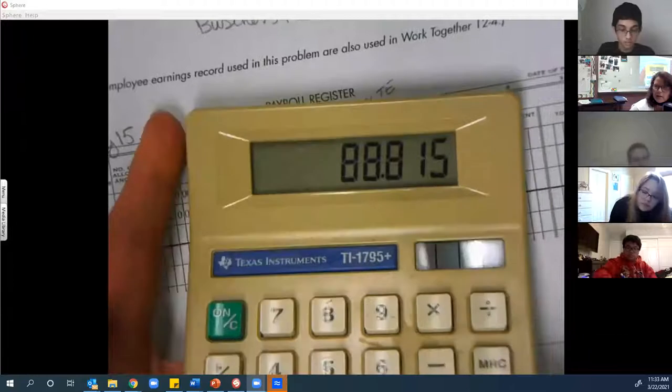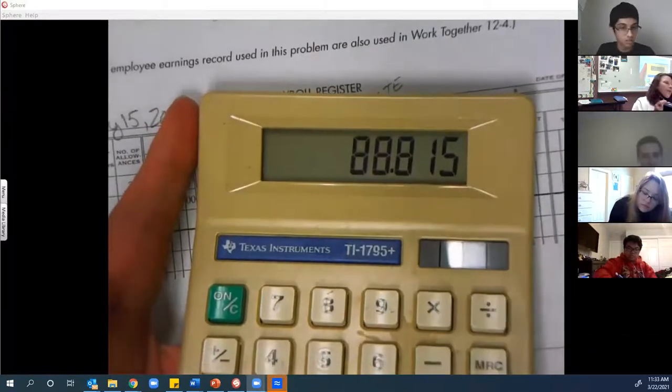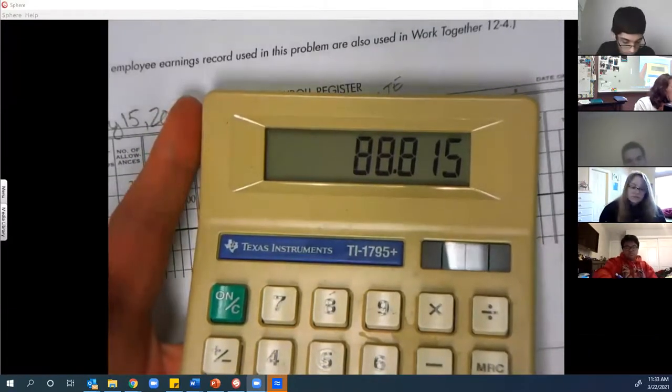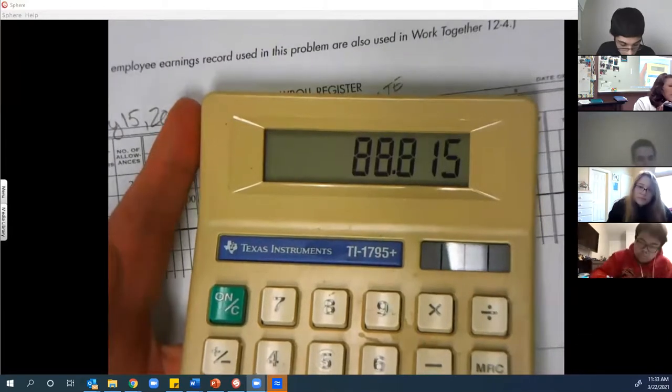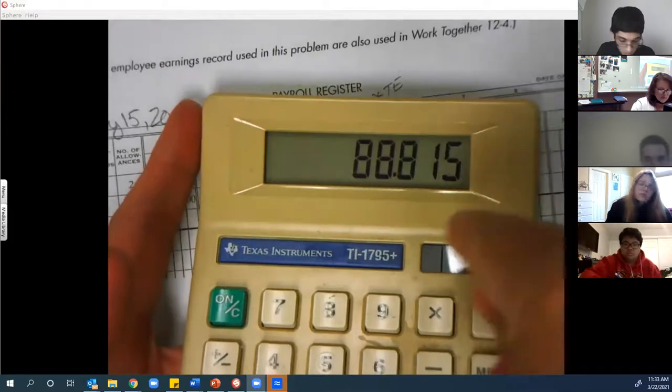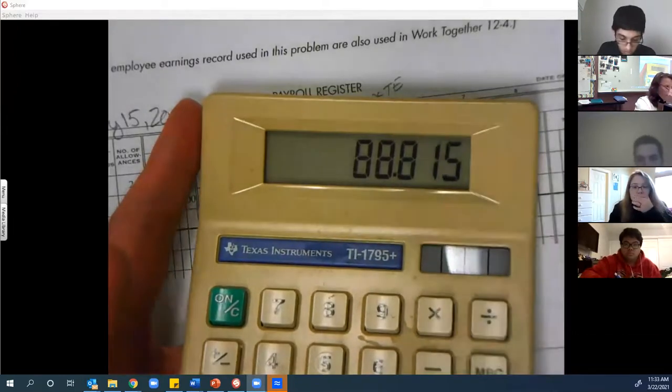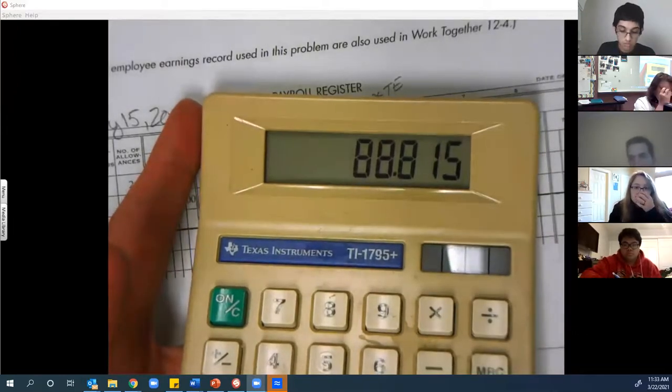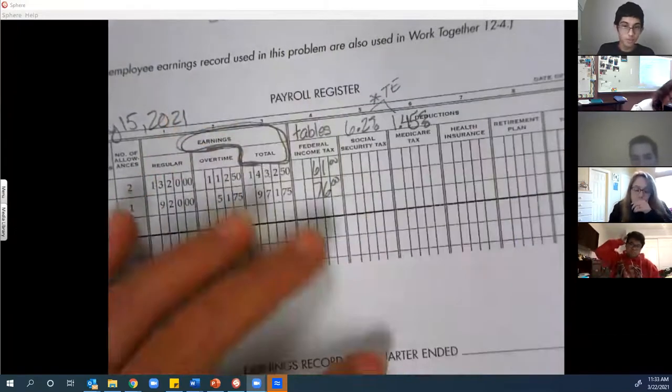Okay, so the answer is 88.815, right? So we got to do the rounding. Always get it down to 2 before you recalculate. Okay, don't let that number sit in your calculator and then go back and use it. We need to get it to 88.82. Okay, remember that. 88.82.